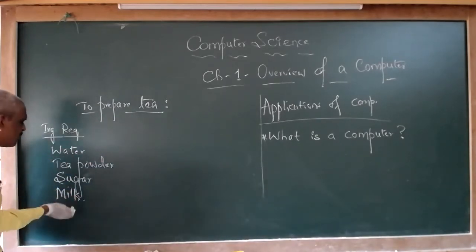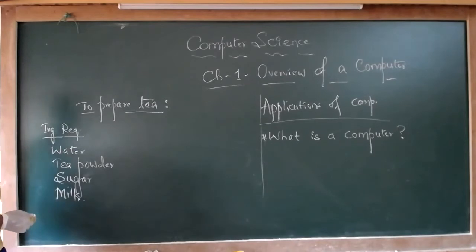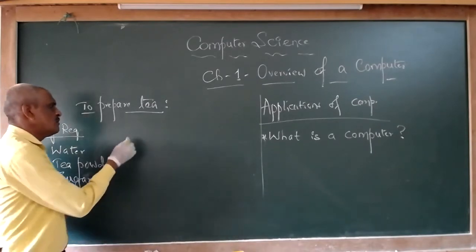We have all these four things required to prepare a tea. Then what is the process? What is the process?